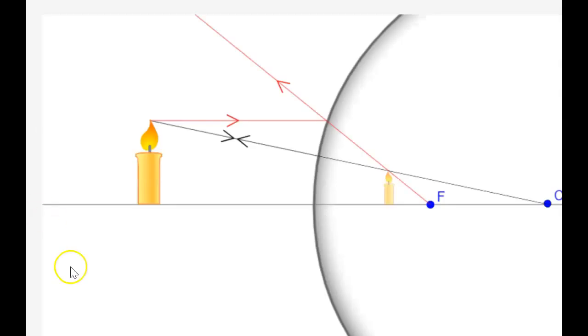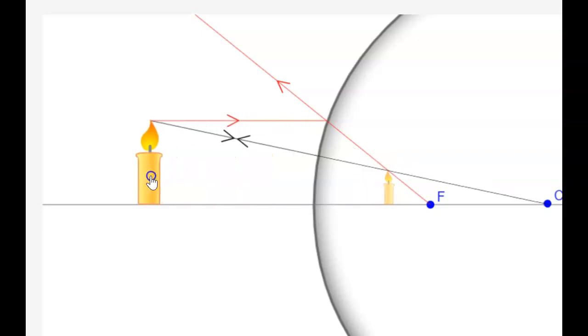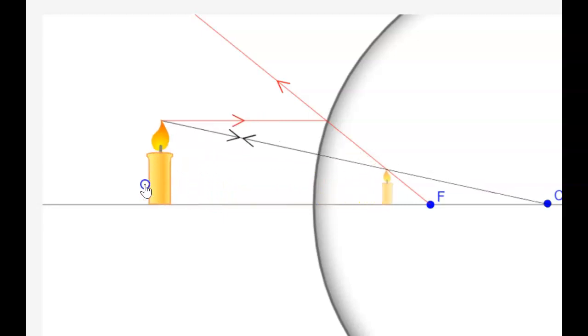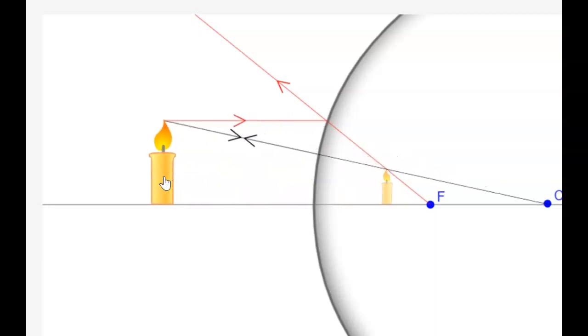Okay, so now we're going to think about SALT here for a second. So, size: my image is always going to be smaller than my object. Okay, attitude: notice that no matter where I place this object, my image is upright compared to the object, right? It has the same directionality to it.